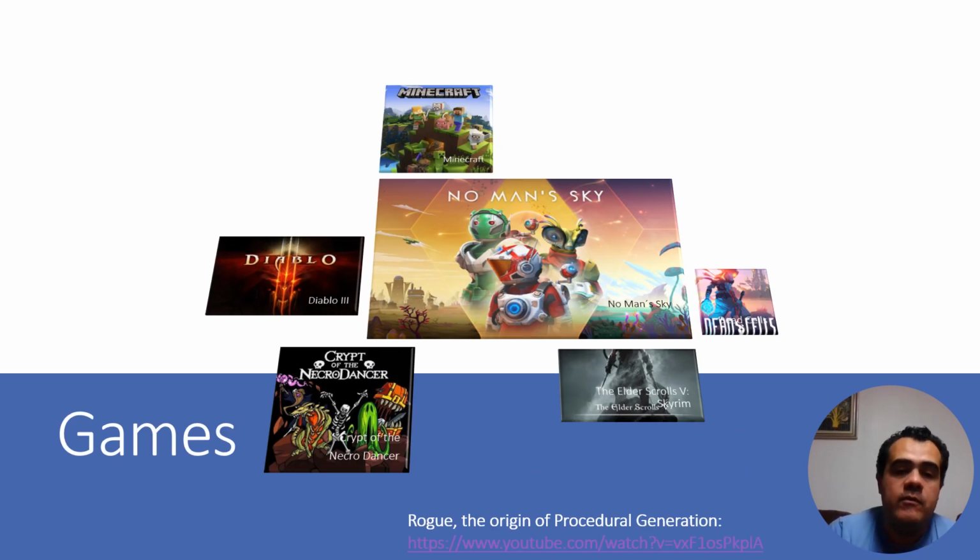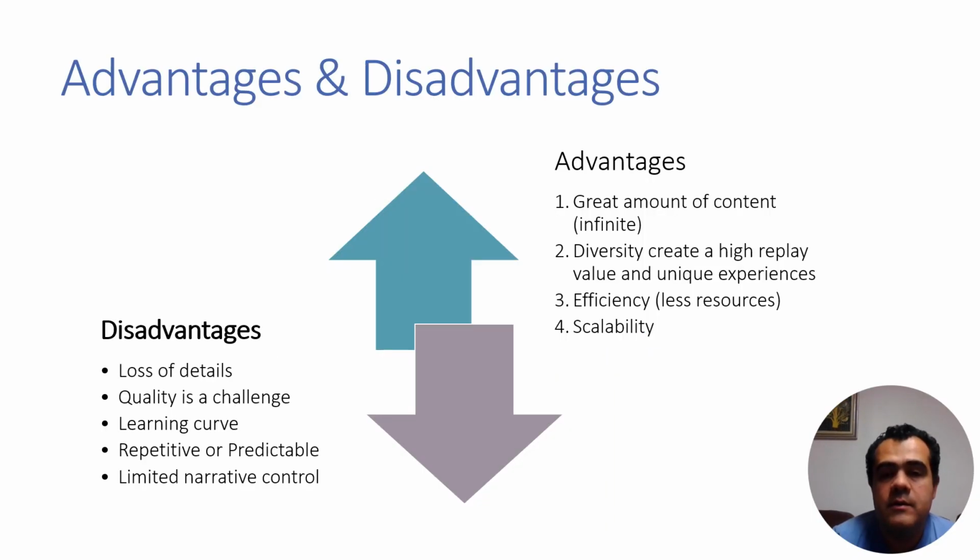Here we have some of the well-known games that use procedural generation, like Minecraft, No Man's Sky, Diablo 3, Elder Scrolls, Dead Cells, and Crypt of the Necromancer. Let's review the advantages. Of course, we can create an actually infinite amount of content for video games. This generates a high replay value for the players, and it is easy to add more and more content for the games. Also, using rules and algorithms requires fewer resources.